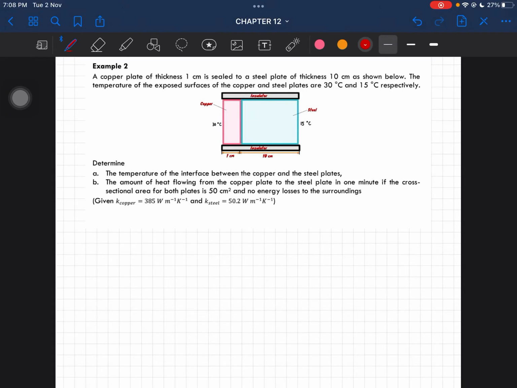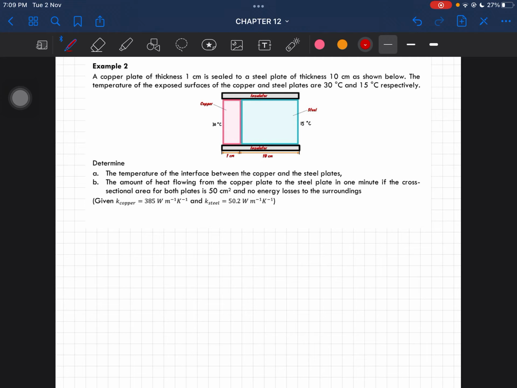Alright, example 2. A copper plate of thickness 1 centimeter is sealed to a steel plate of thickness 10 centimeters. The temperatures of the exposed surfaces of the copper and steel plates are 30 and 15 degrees Celsius respectively. Determine the temperature of the interface between the copper and the steel plates, meaning the temperature at this interface, and then the amount of heat flowing from the copper to the steel plate in 1 minute, if the cross-sectional area for both plates is 50 centimeters squared and no energy is lost to the surroundings.